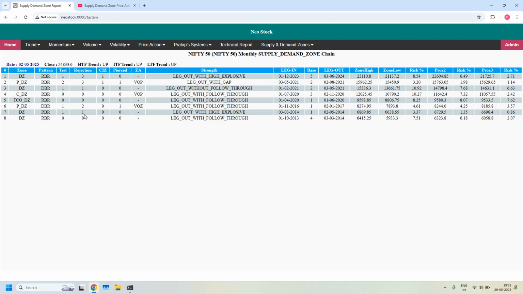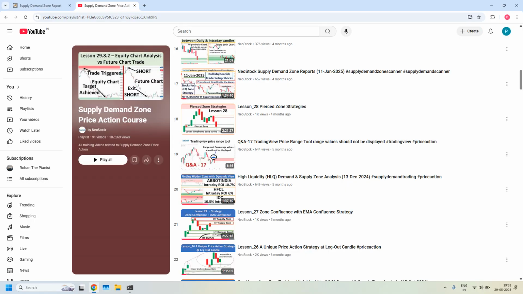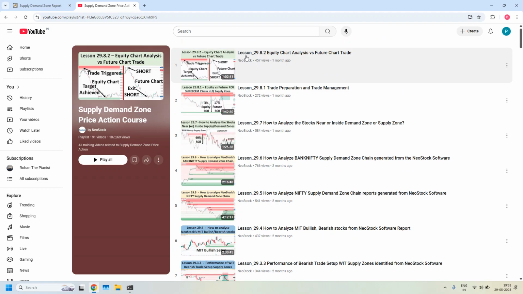You have to do analysis on the equity charts, and if anybody wants to take futures charts, when price enters into the equity chart in your analysis area, whatever the price in futures at that time, take the trade. This process I already explained in a recent training lesson, 29.8.2. See here, equity chart analysis versus futures chart trade. You might be analyzing the equity chart, but taking the trade in the futures chart only. How you have to take it by referencing this equity chart, I explained in detail. You have to follow this technique.